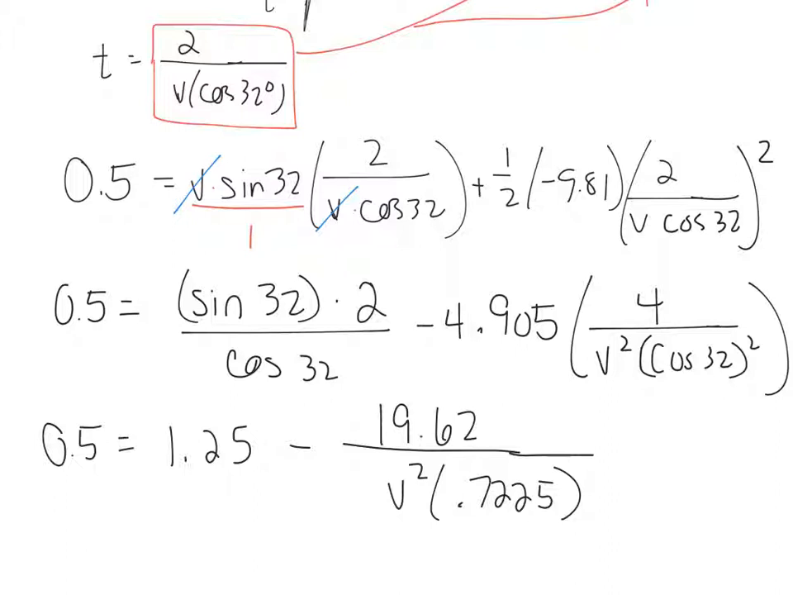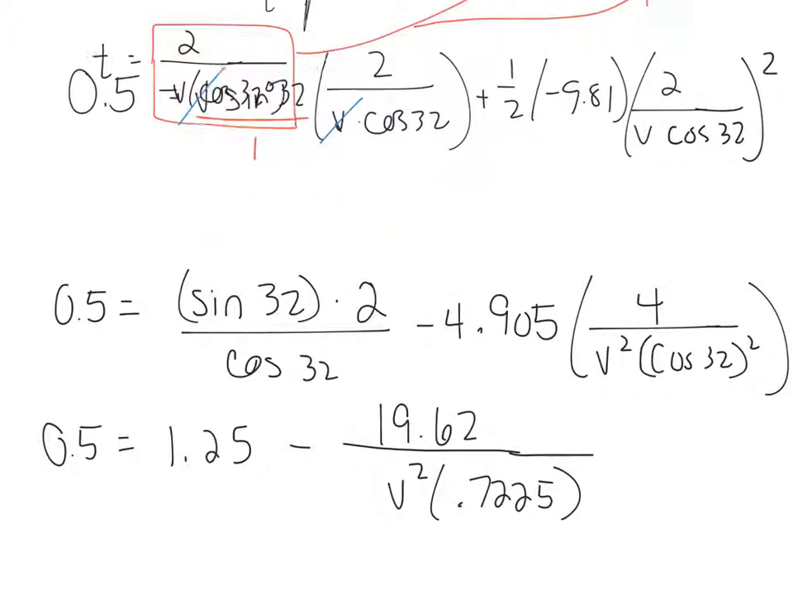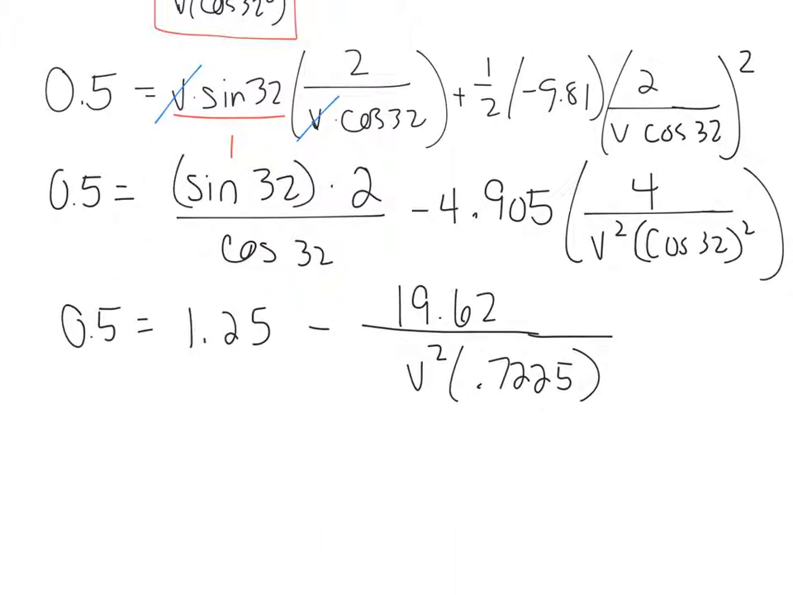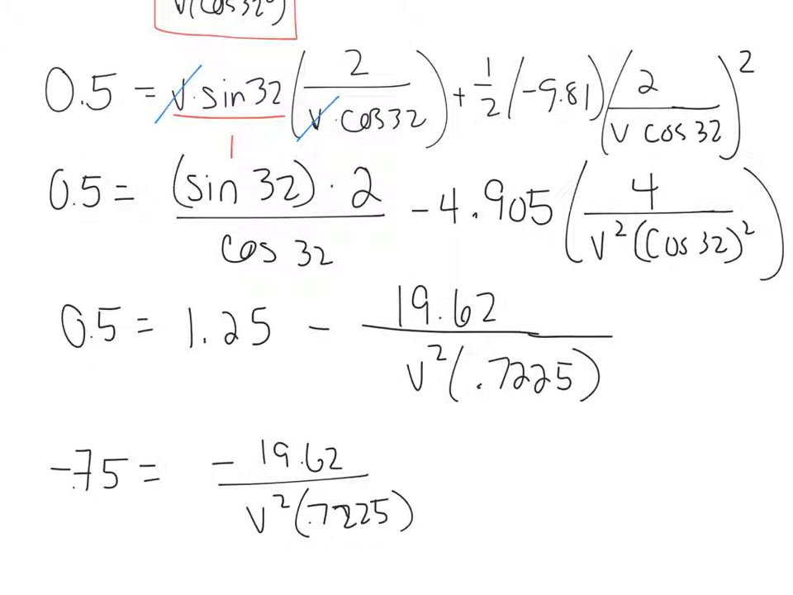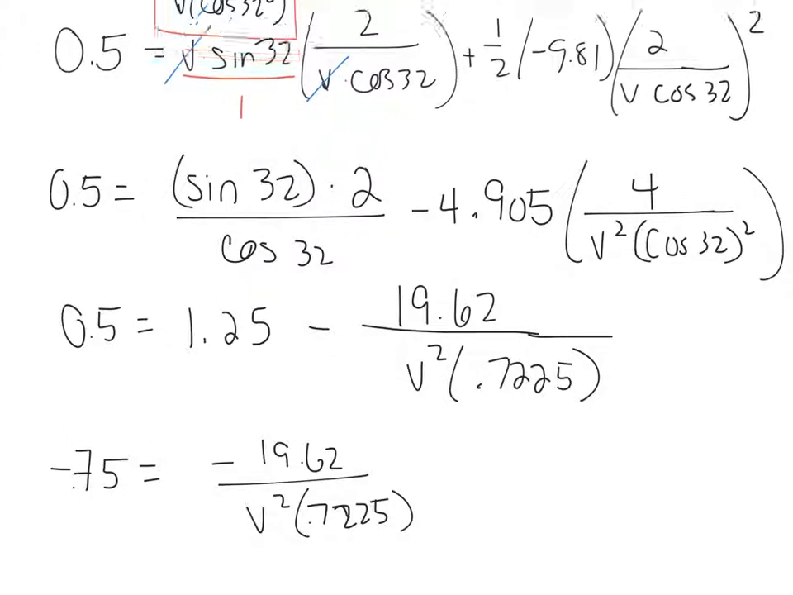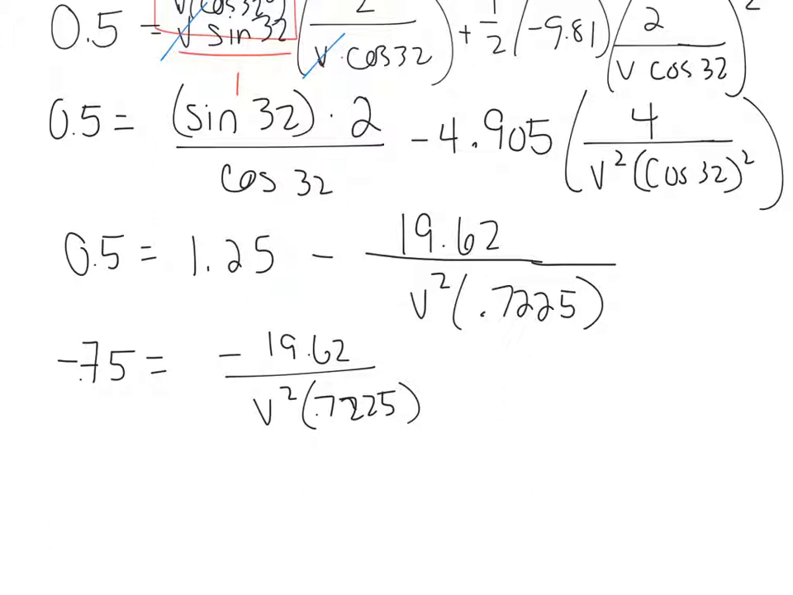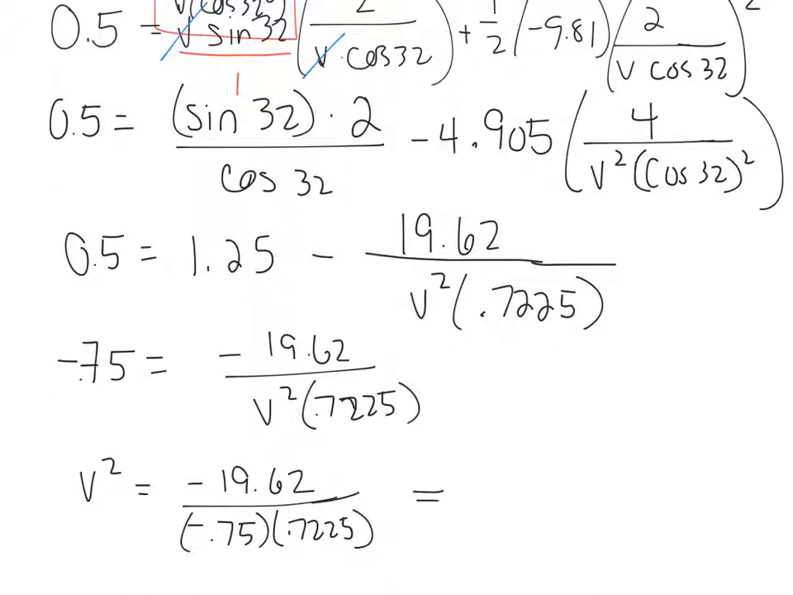Subtract the 1.25 over. We can do it. Subtract the 1.25 over. When I do that, I get negative 0.75 equals negative 19.62 over v squared times 0.7225. Remember what we talked about with flipping them? You can switch v squared with the negative 0.75 and you can get your answer. Then you square root it. Yep, and then you can get an answer by taking the square root.